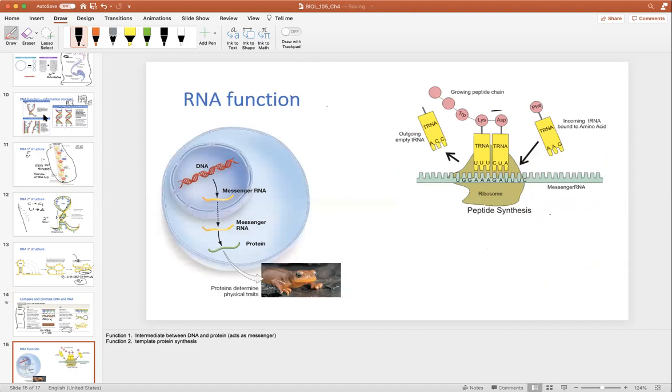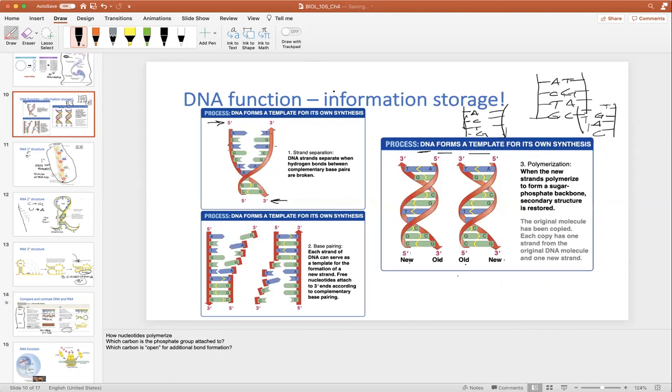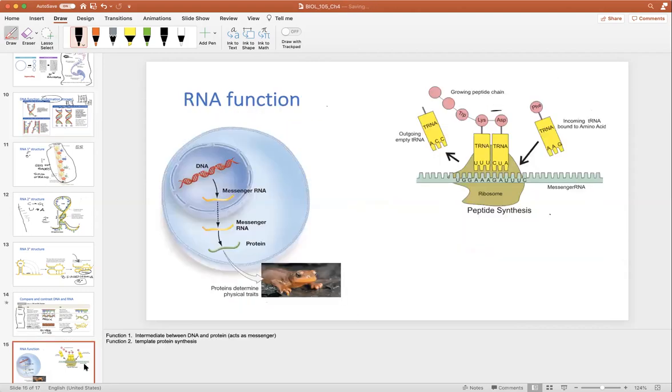All right. Now, I told you that the function of DNA was information storage, right? So let's go back here. The function of DNA is information storage. And the nice thing about it is we can store and copy that information because we have a template. We can just pull this apart and make more and more Xerox copies. But RNA has a little bit different function from DNA, all right? And I want to tell you about 3 of those functions.